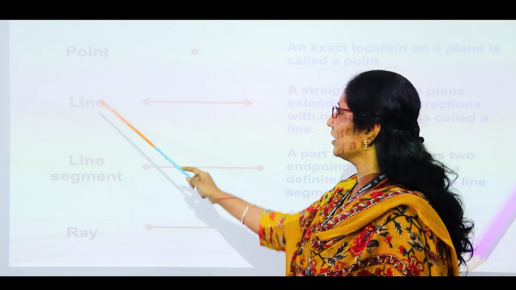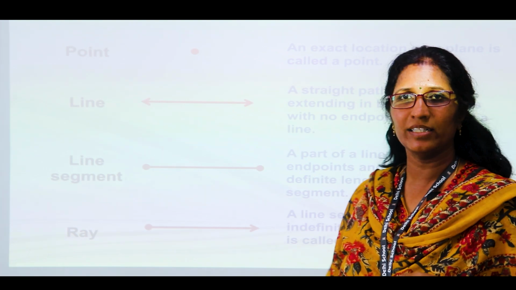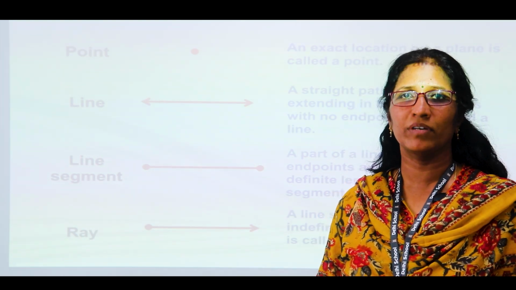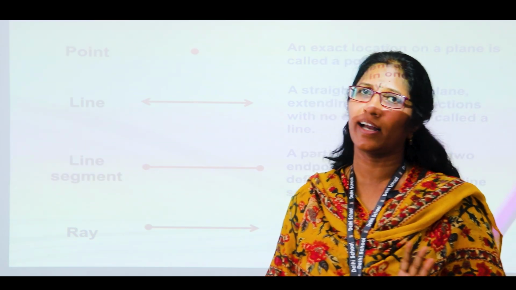And the next one, a line. A line is a straight path which extends indefinitely in both directions, means it never ends. Example, a road that never ends, that is a line.